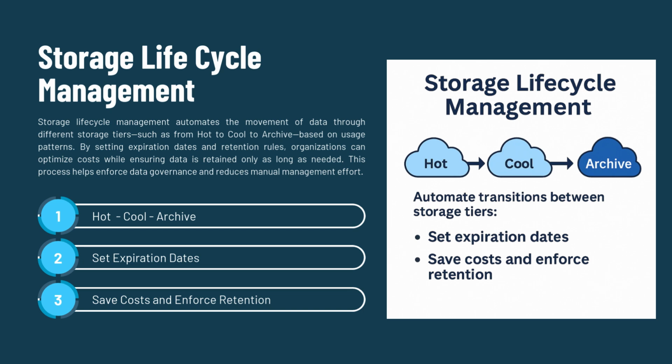Storage lifecycle management refers to automatically moving data between storage tiers, hot, cool, and archive, based on its age or access patterns. This not only helps cut costs by archiving infrequently used data, but also supports compliance with data retention policies. For example, files older than 180 days may be moved to a cold storage tier, while files nearing their expiration date are deleted automatically. Lifecycle rules help reduce manual maintenance, while ensuring that sensitive data is still governed properly throughout its lifespan.